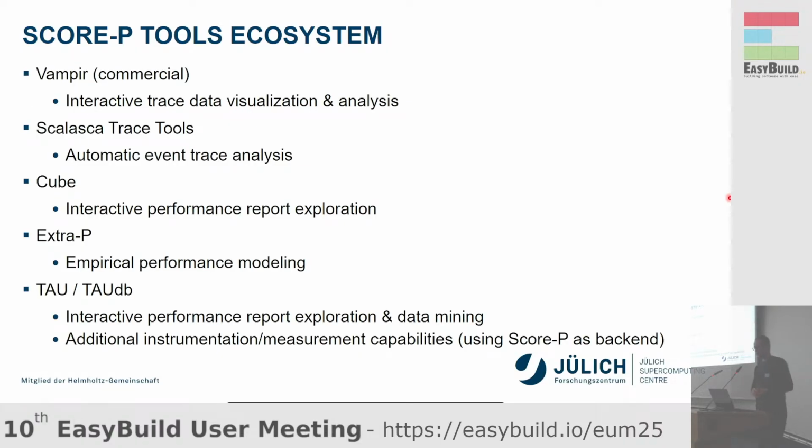Just a brief recap of what these tools are about. Vampir is an interactive trace data visualization and analysis tool. That's a commercial one. All the others are open source. Scalasca Trace Tools, that I will talk about in a second, focuses on automatic event trace analysis. Cube is an interactive report explorer to look at the profiles generated. Extra-P supports empirical performance modeling, so it can automatically generate performance models out of a set of experiments.